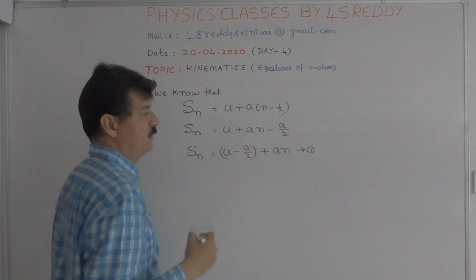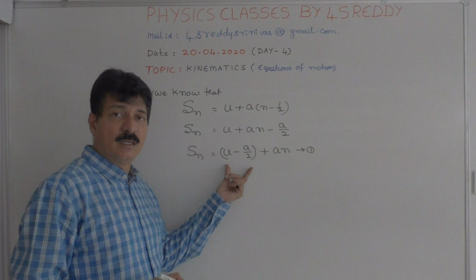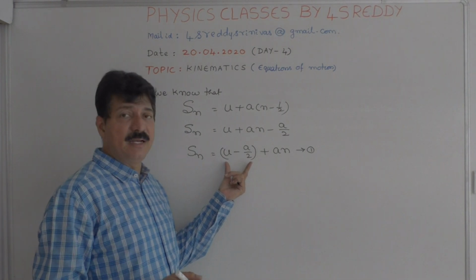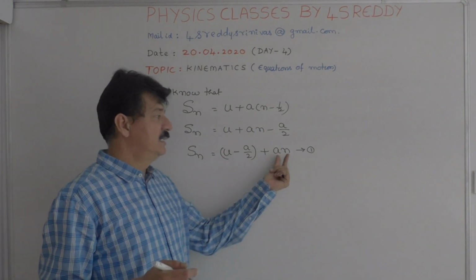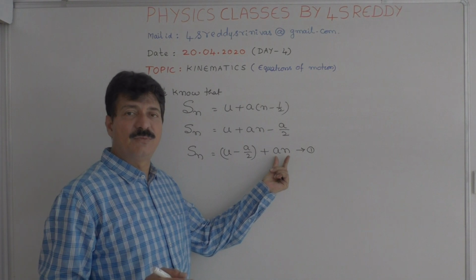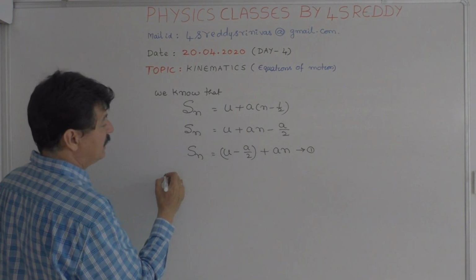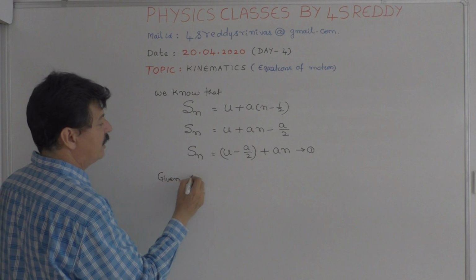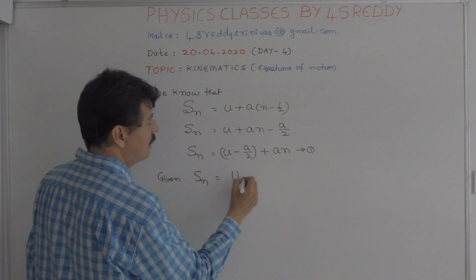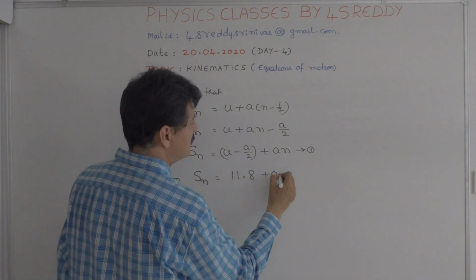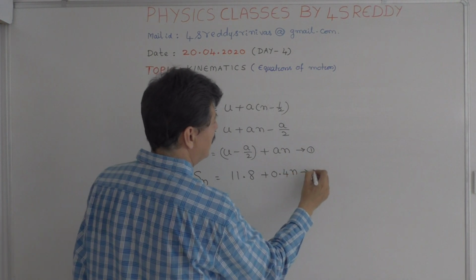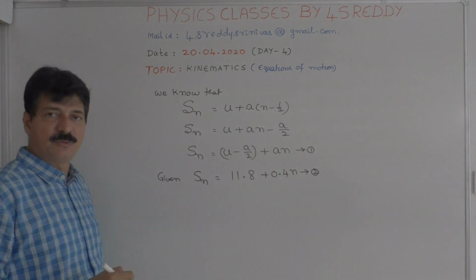That is the first equation. Here this is a constant which is independent of time n. This is only dependent on n. And therefore, the given equation is Sn equals 11.8 plus 0.4 n. That is equation number 2.